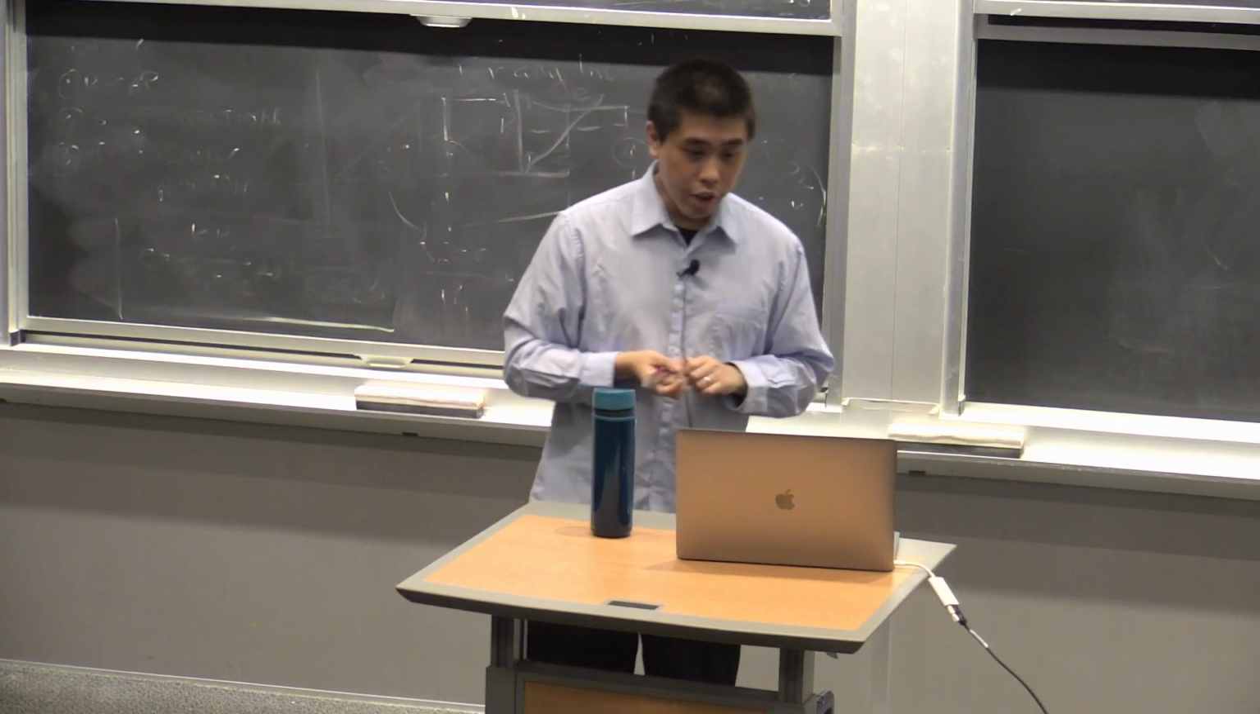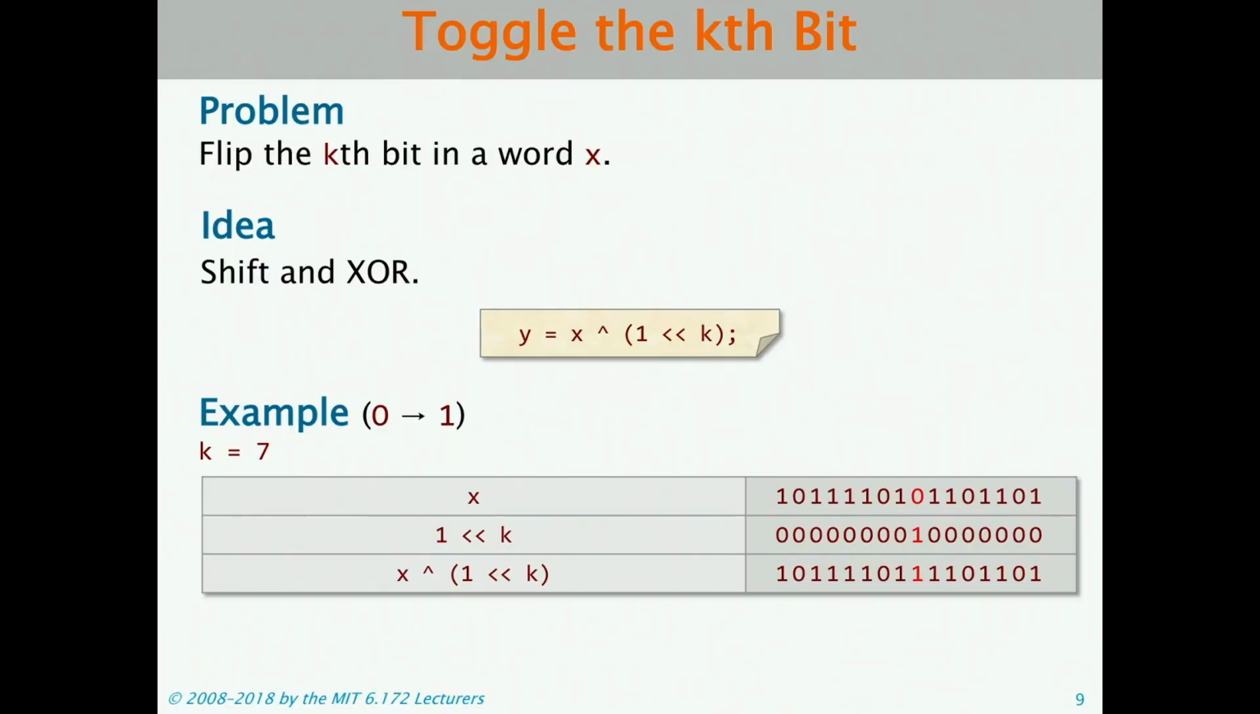You can toggle the kth bit, or flip the kth bit, using a shift and then an XOR. So again, we're going to generate this mask. And then now when we do an XOR with this mask, it's going to change the bit from a 0 to a 1 or from a 1 to a 0, because that's what XOR does. So in this example, it's changing from a 0 to 1, but if it was already a 1, then it's going to toggle it back to 0.